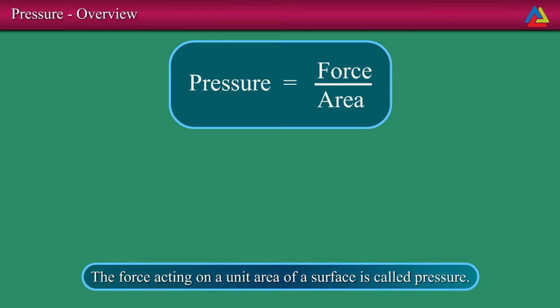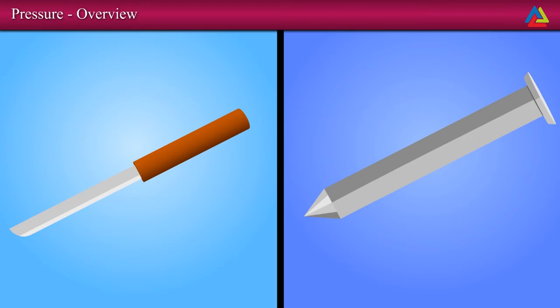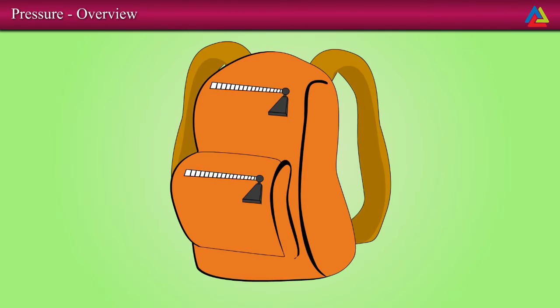If the area is less, then the pressure created by the force is more, like in the case of the nail with the pointed end. That is why the tools meant for cutting and piercing have sharp edges, so that greater pressure can be created. You can observe your school shoulder bag. It has broad straps so that the force is shared by a large area and less pressure is created.